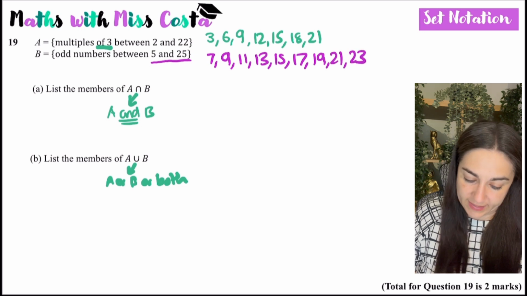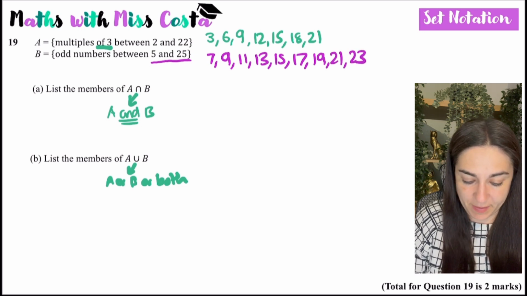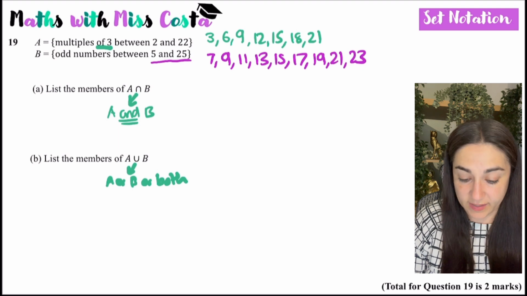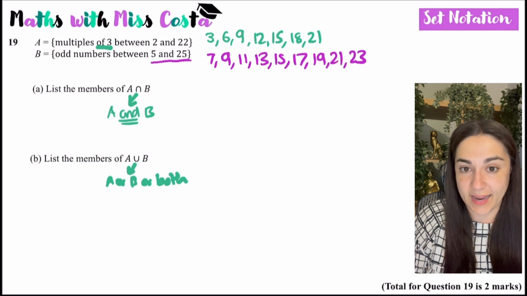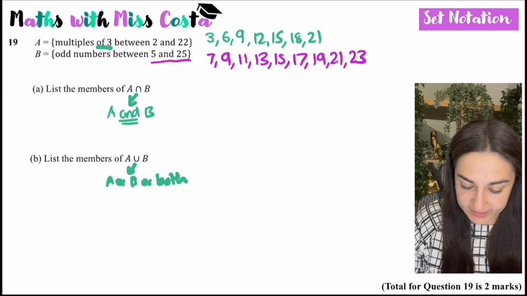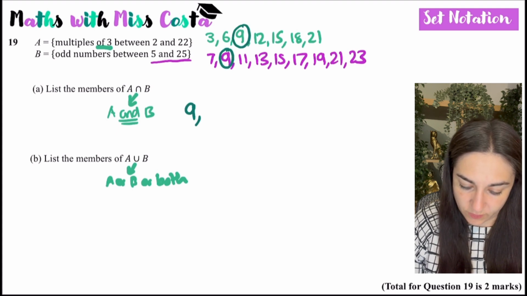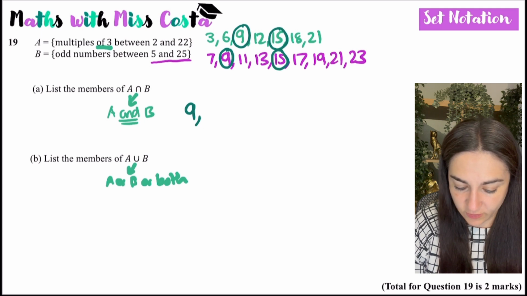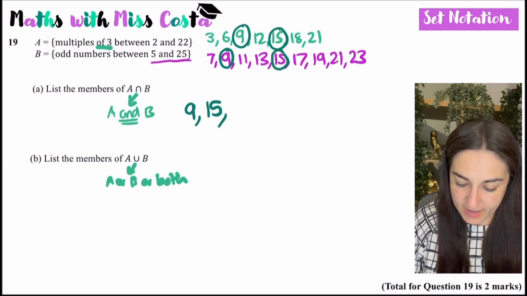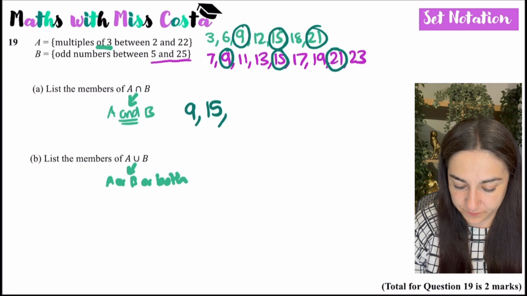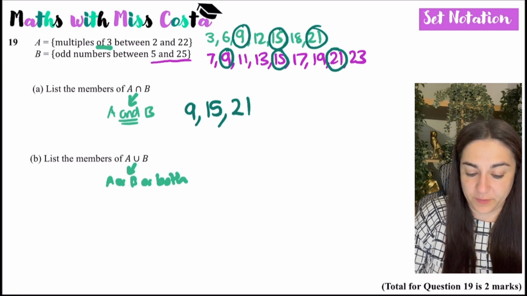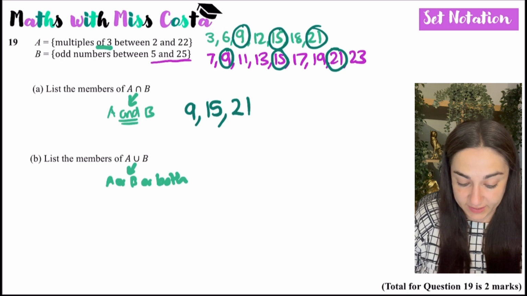So now what I need to do is list the members of A and B. So what is in both A and also in B. So let's see anything in common. So we've got 9 in common. We've got 15 in common. And we've got 21 in common. So that would be what I'd do for the first question.